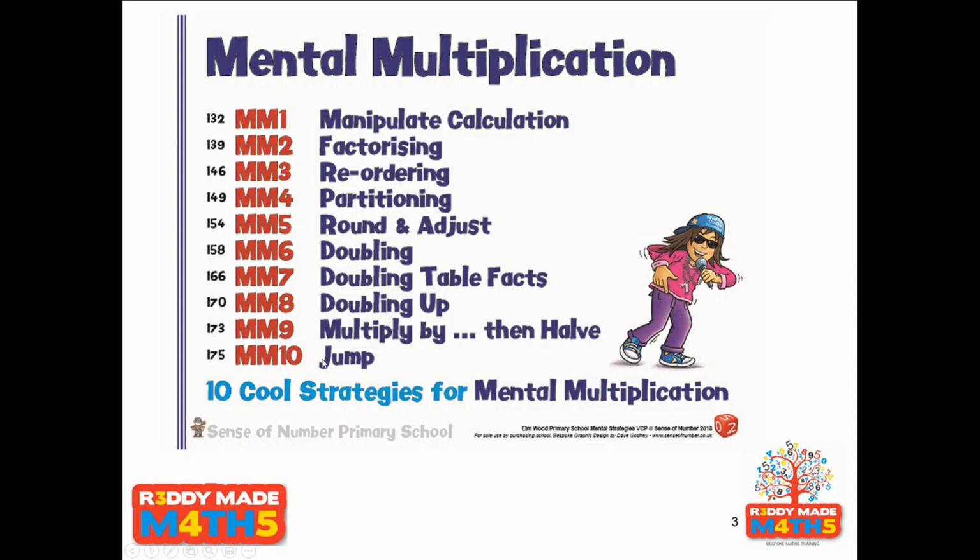Today, we're at the final cool strategy for mental multiplication, which looks very specifically at the idea of what we do when we multiply or divide a number by 10, 100 or 1,000. In particular, when we start to move towards decimal numbers.